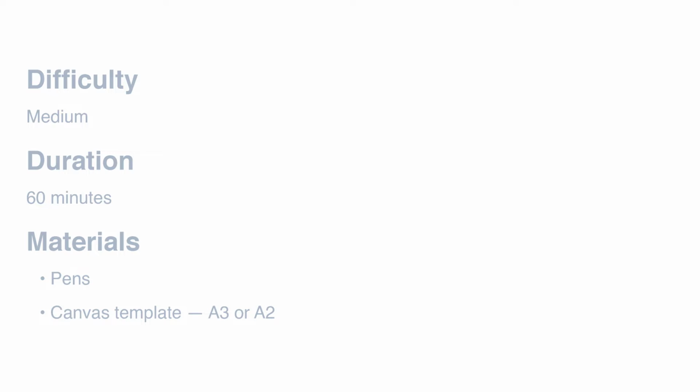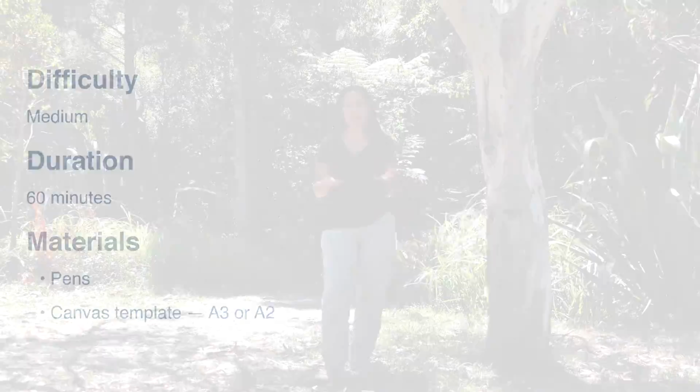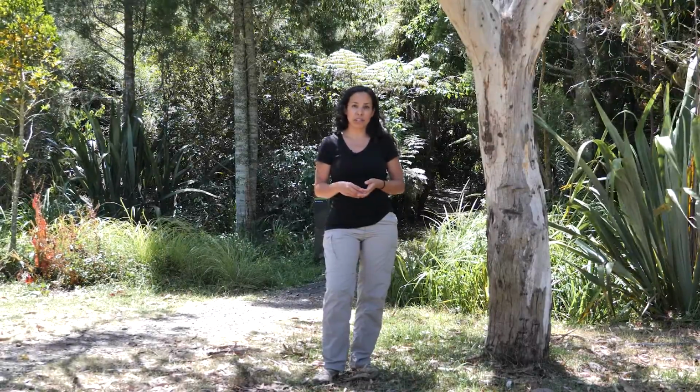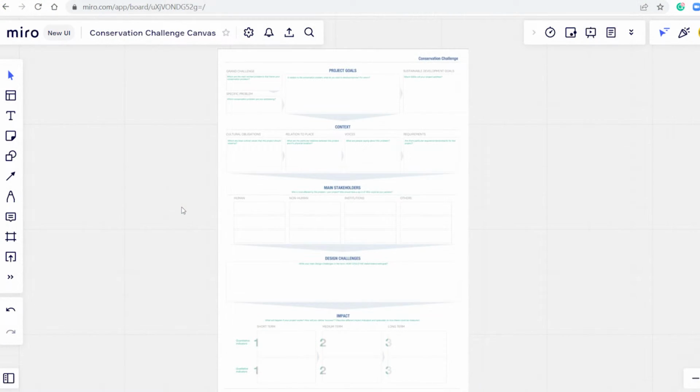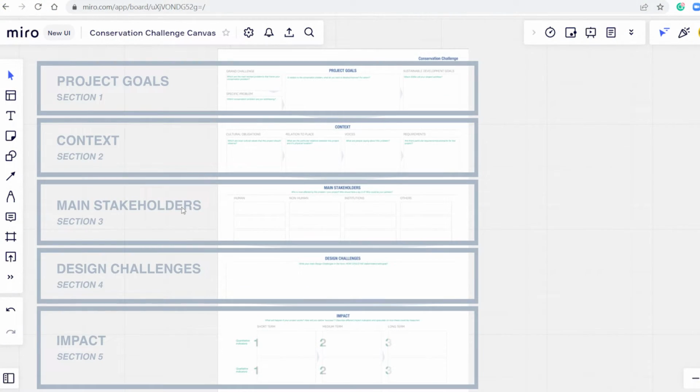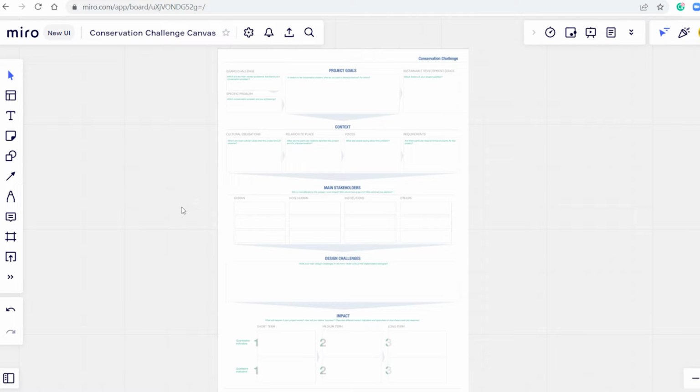You can print this template in A3 size or larger, or work on it on a digital collaboration tool, such as Miro. Make sure that all your team members are part of this exercise. Let's get started. The Conservation Challenge Canvas has 5 sections. With your team, you can discuss the contents of each section and then write a summary of your agreements in each of the boxes. Remember, you do not have to get it just right. This is a working document, like the rest of our tools.